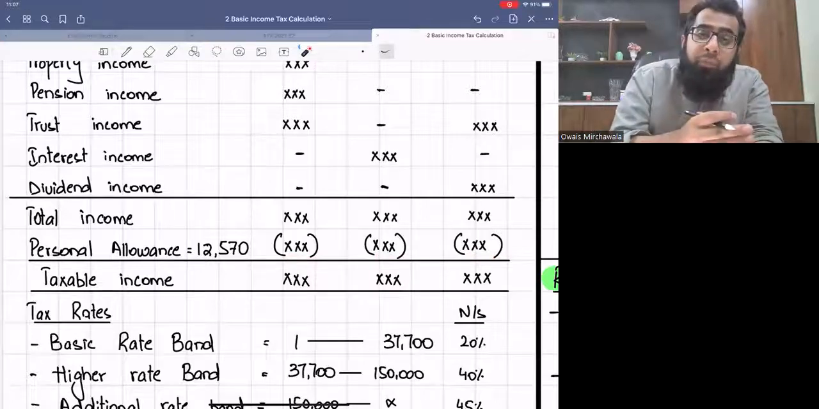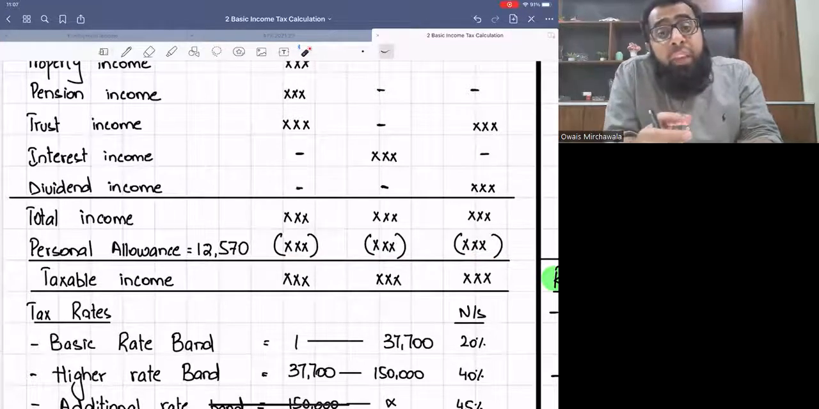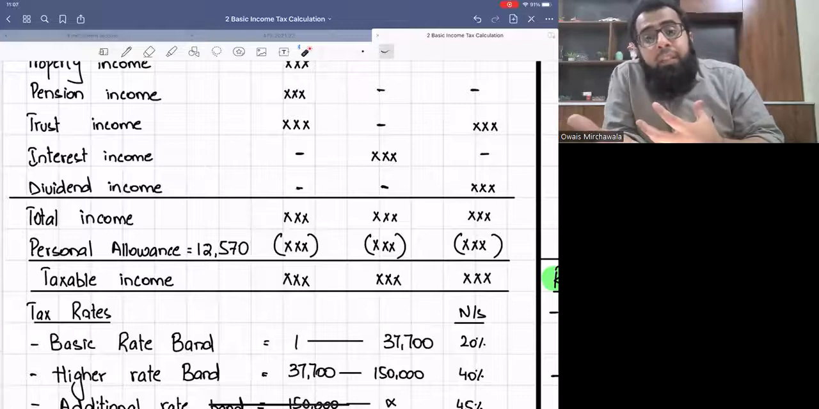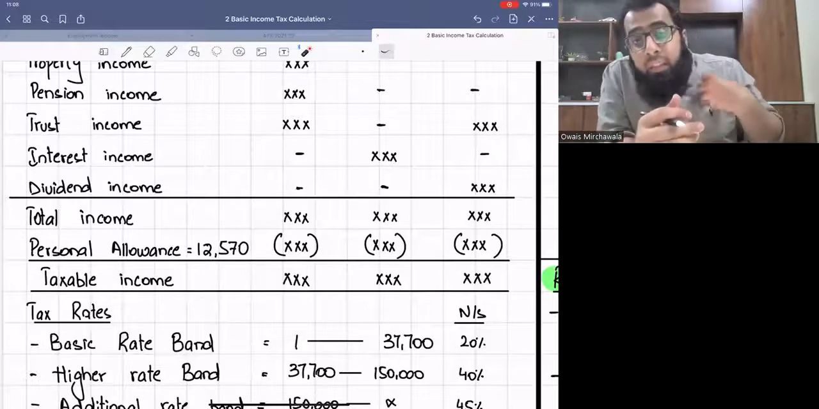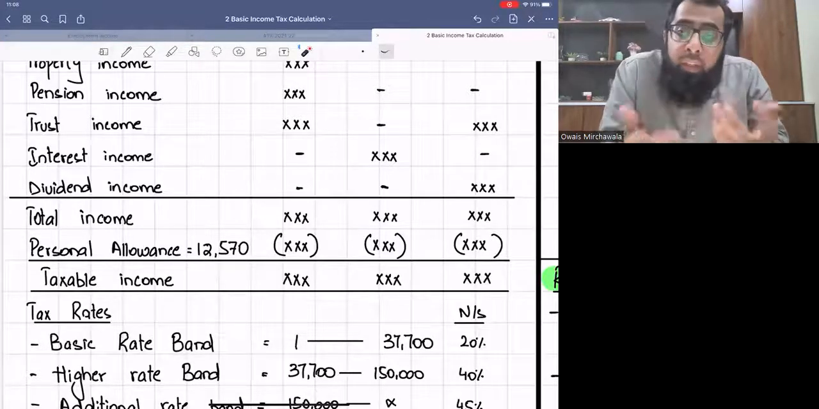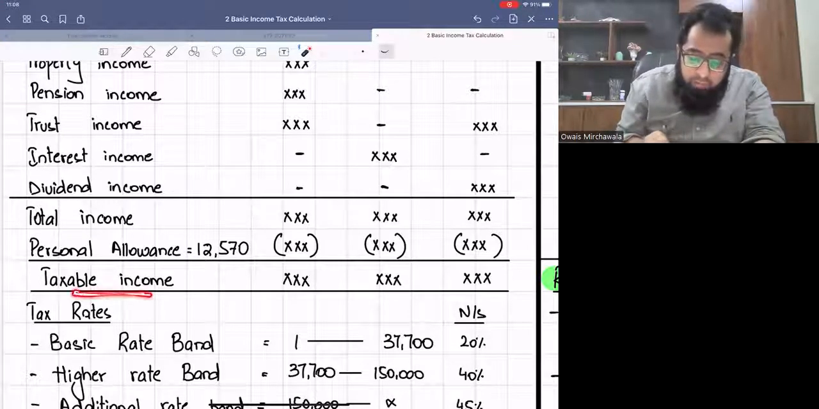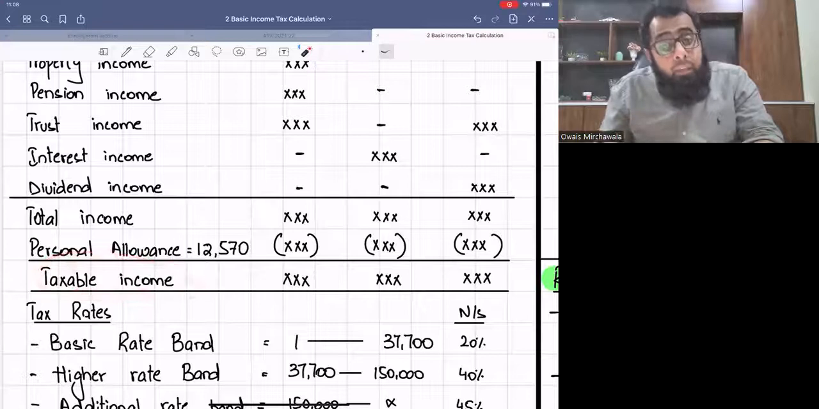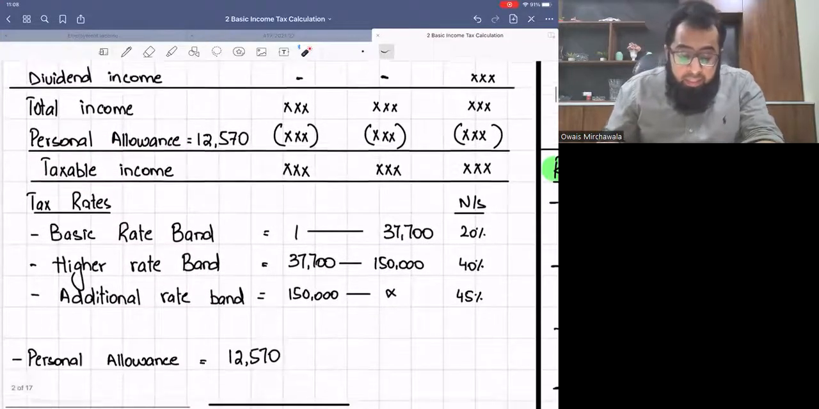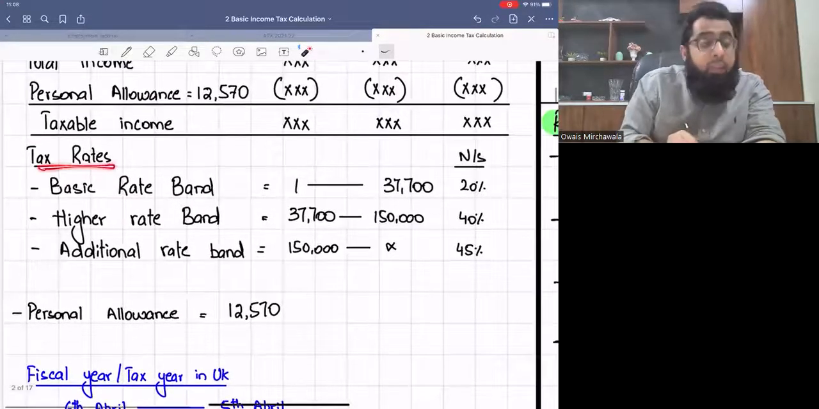We first deduct it from non-saving. Then if it is remaining, we deduct it from saving. And if it is still remaining, we can deduct the remaining amount from dividend income. We will then arrive at the value of the taxable income on which the tax rates will be applied.